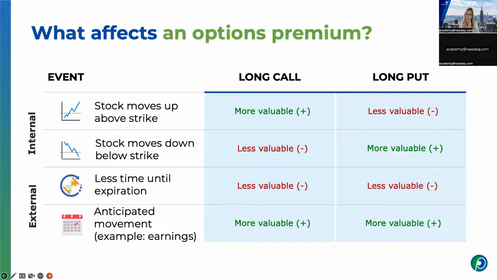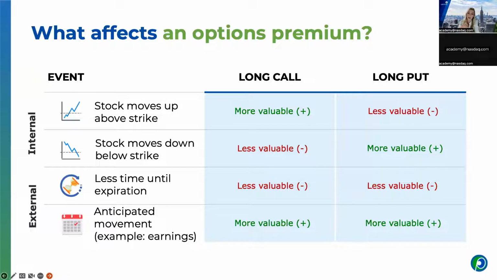And we have a predetermined date. Because of that likelihood of an anticipated movement, it causes the options to be more expensive. So that's a spike in implied volatility. And as that implied volatility increases, it makes long calls and long puts more valuable.